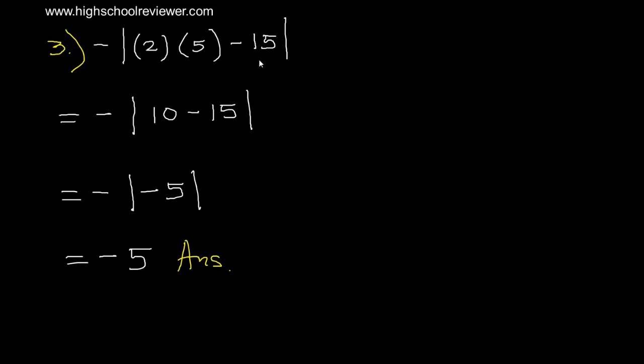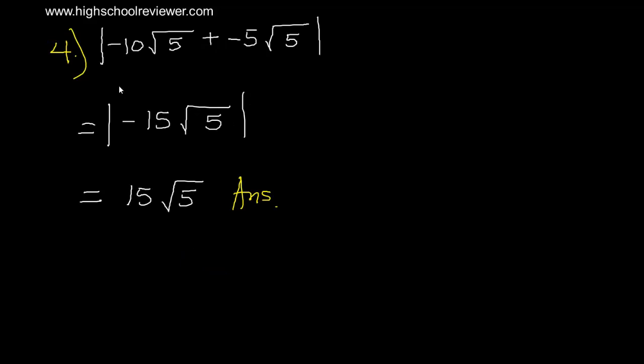5 minus 15. First, we need to perform those that are inside the absolute value symbol. So we have here 2 multiplied by 5, that is positive 10, so positive 10 minus 15. 10 minus 15 is negative 5. First, take the absolute value of negative 5, and that is 5. And then put the negative sign, and our answer here is negative 5.